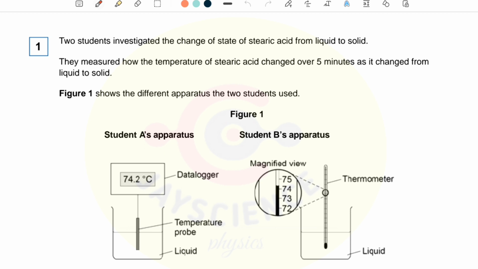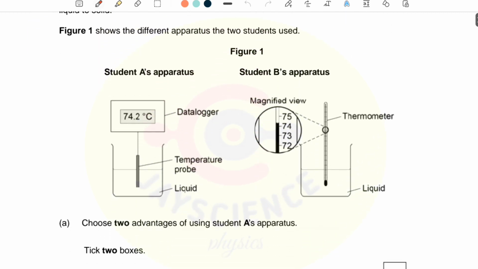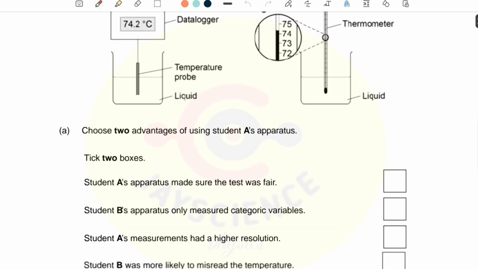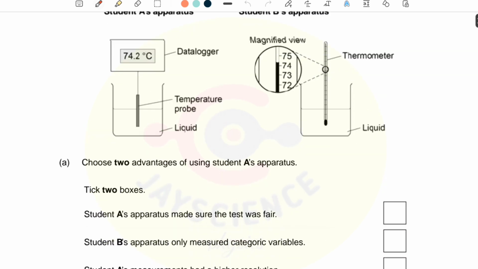Question 1 says, two students investigated the change of state of stearic acid from liquid to solid. They measured how the temperature of stearic acid changed over 5 minutes as it changed from liquid to solid. Figure 1 shows the different apparatus the two students used. You have student A's apparatus, you have student B's apparatus. Then it says, choose two advantages of using student A's apparatus over that of B.